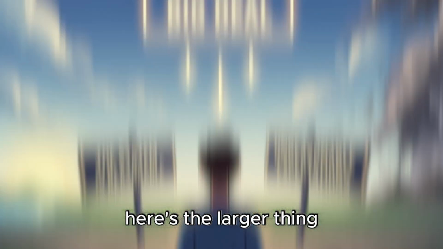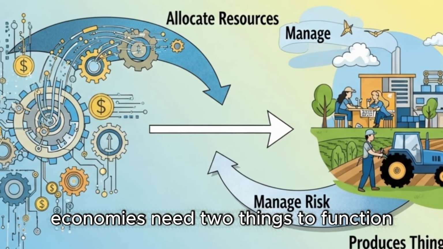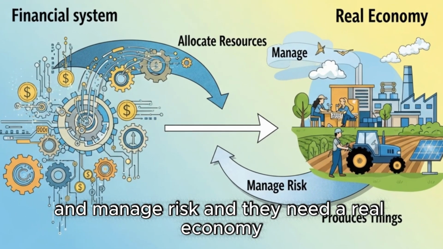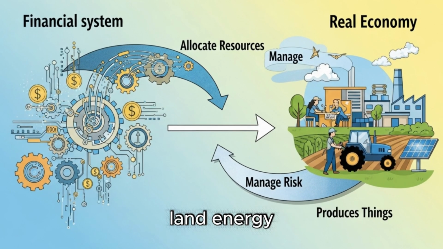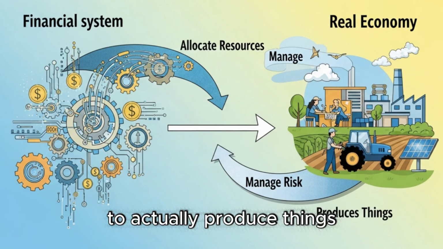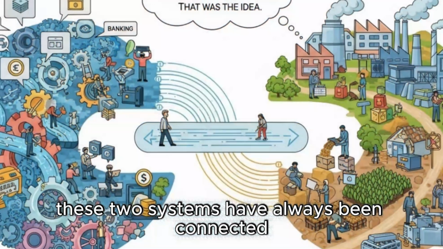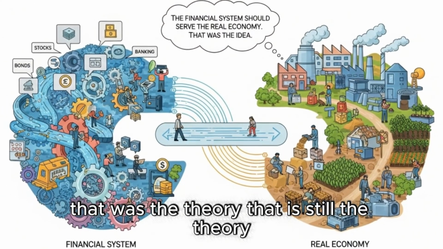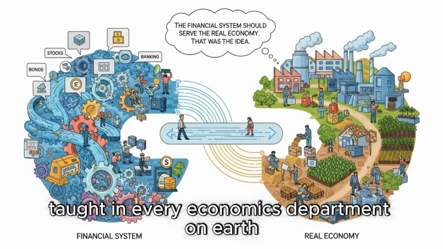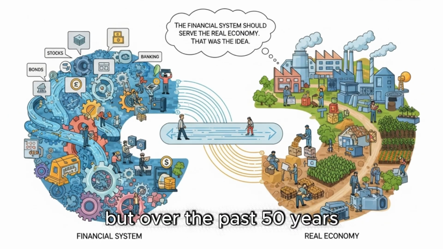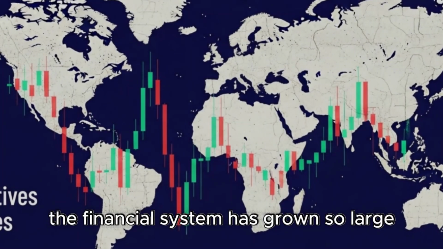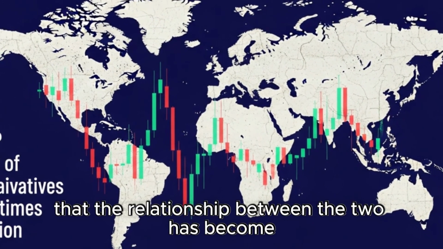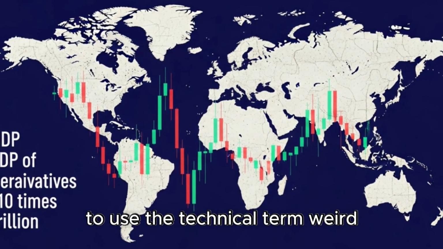Here's the larger thing. Economies need 2 things to function. They need a financial system to allocate resources and manage risk, and they need a real economy, people, machines, land, energy, to actually produce things. These 2 systems have always been connected. The financial system is supposed to serve the real economy. That was the theory. That is still the theory taught in every economics department on Earth. But over the past 50 years, the financial system has grown so large, so complex, and so fast that the relationship between the 2 has become, to use the technical term, weird.